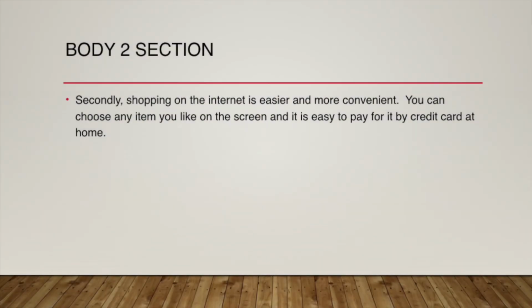Body 2 section. "Secondly, shopping on the internet is easier and more convenient. You can choose any item you like on the screen, and it is easy to pay for it by credit card at home." Most of the principles suggested for the Body 1 section also apply to Body 2. If you haven't used a complex sentence in the Body 1 section yet, then you should use one here.